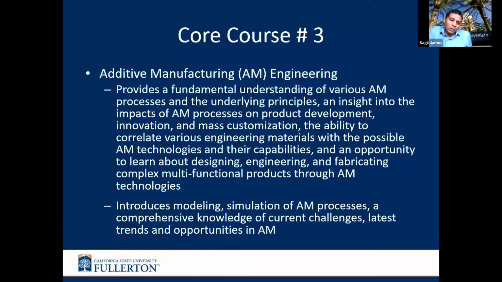Also, we will be talking a little bit about modeling and simulation. So you will be getting knowledge about the engineering behind 3D printing. So you probably would be able to use it and maybe develop or improve the 3D printing technologies or address the challenges of existing additive manufacturing processes.